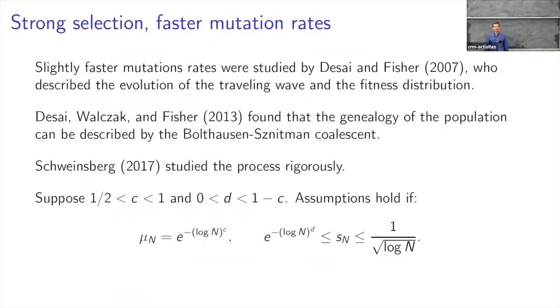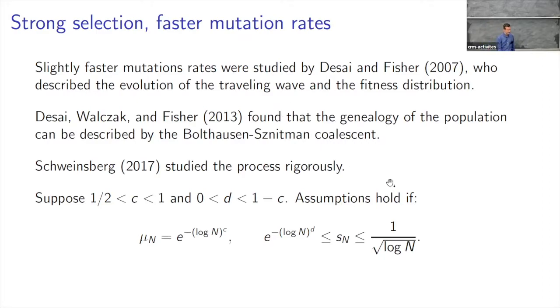Now, another parameter regime that's been studied quite extensively is when the mutation rates are a little bit faster than those considered by Durrett and Mayberry, and when selection is still fairly strong. So this parameter regime was studied in depth in this 2007 paper by Desai and Fisher. And Desai and Fisher were able to describe precisely the evolution of the traveling wave. And in particular, they were able to precisely describe the fitness distribution of the population at a typical time. And then a few years later, Desai, Walczak, and Fisher studied the genealogy of the population, and they determined that it could be described by the Bolthausen-Sznitman coalescent.